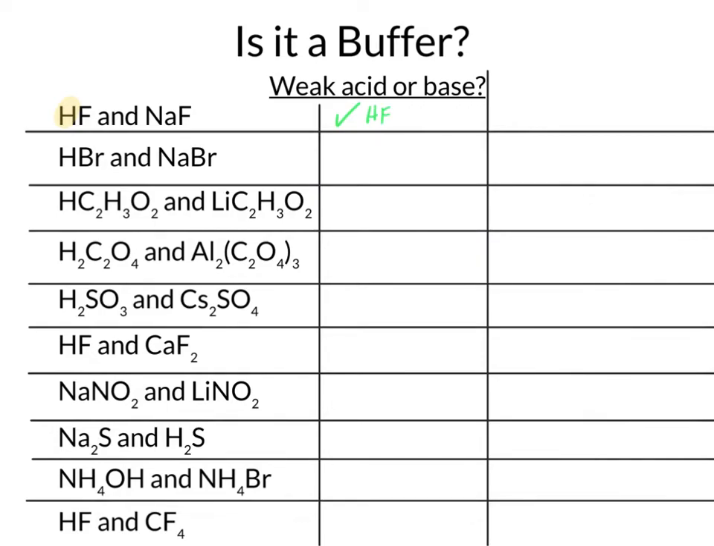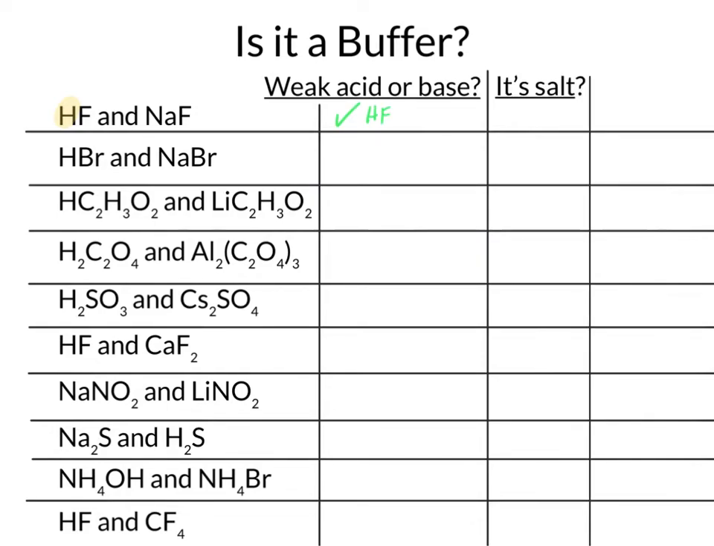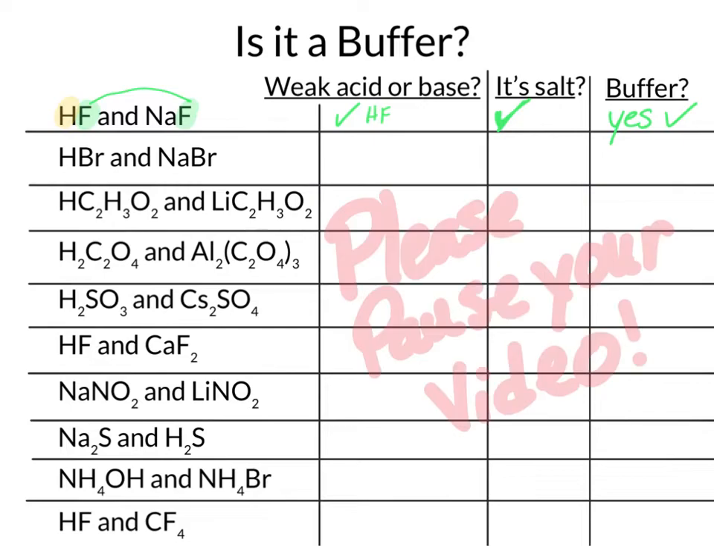And then the second part is to identify if we have its salt. In that case, we need to make sure that the part that is not an acid or a base is the part that matches. So here we have an F for HF, we have an F for NaF. It starts with Na, so that tells us that it is a salt, and then it ends with the F. So yes, we do have a buffer. And now it's your turn to try to identify which of the following mixtures are buffers. Pause the video while you go through this, and when you come back, I'll show you the answers.